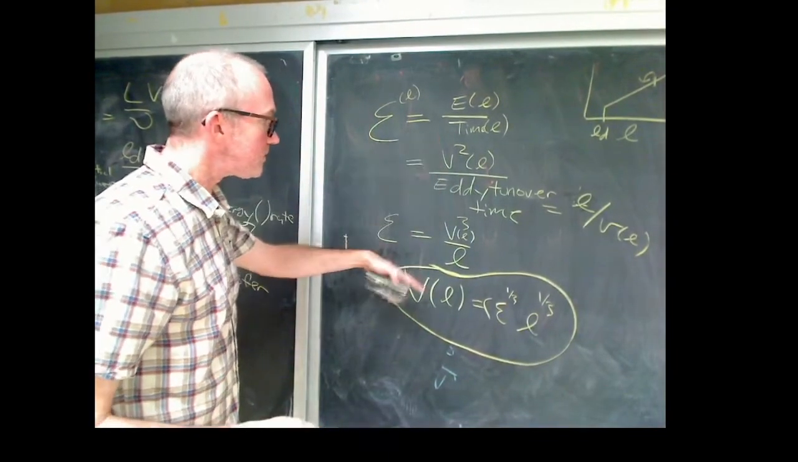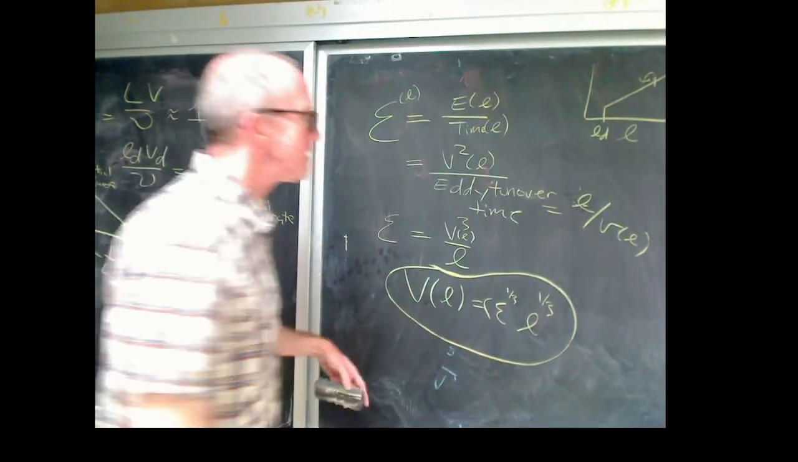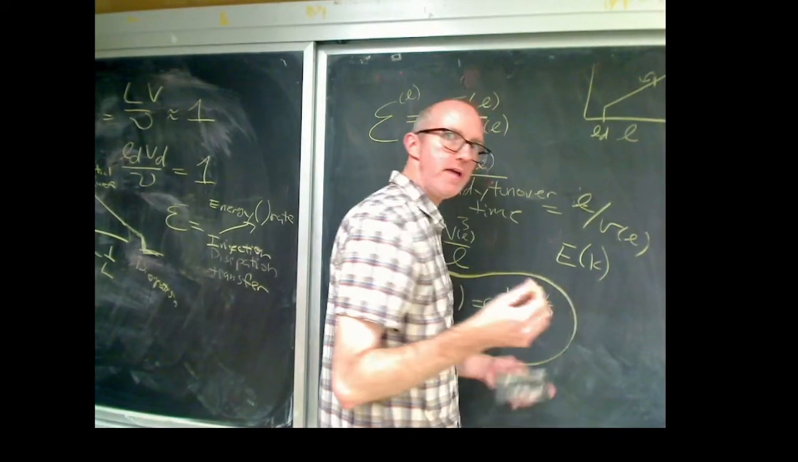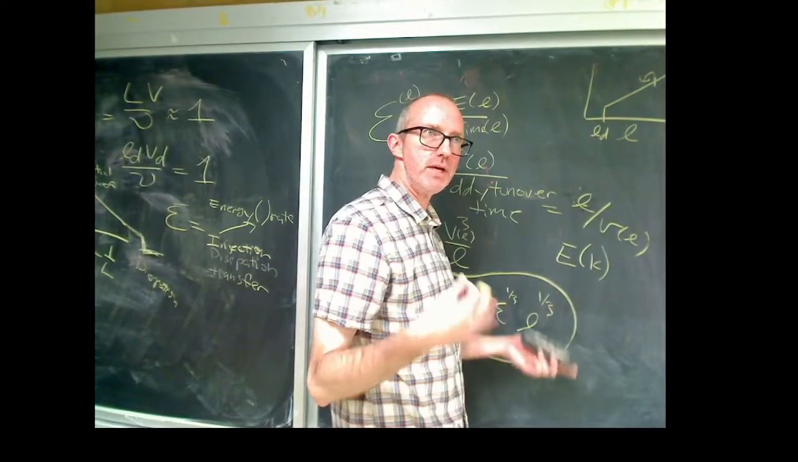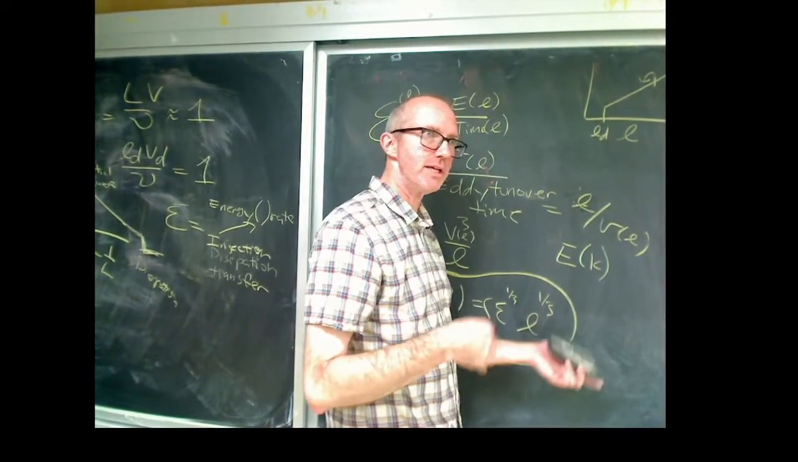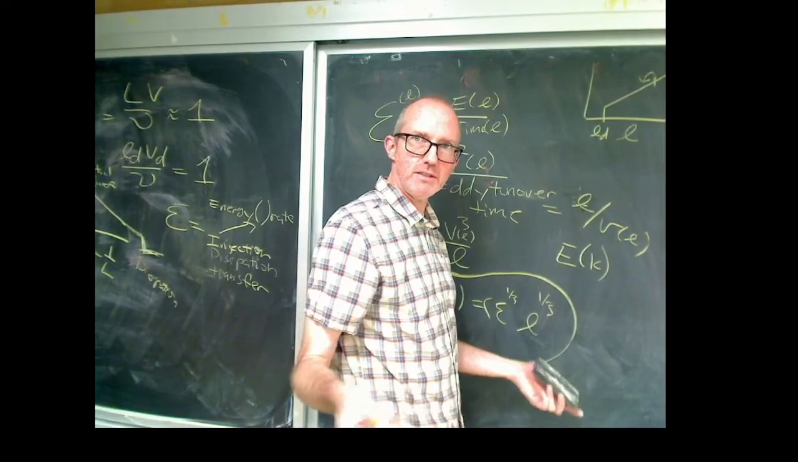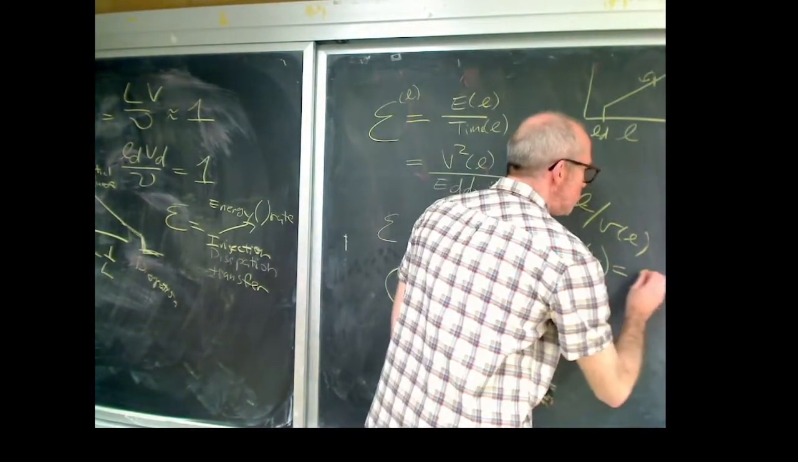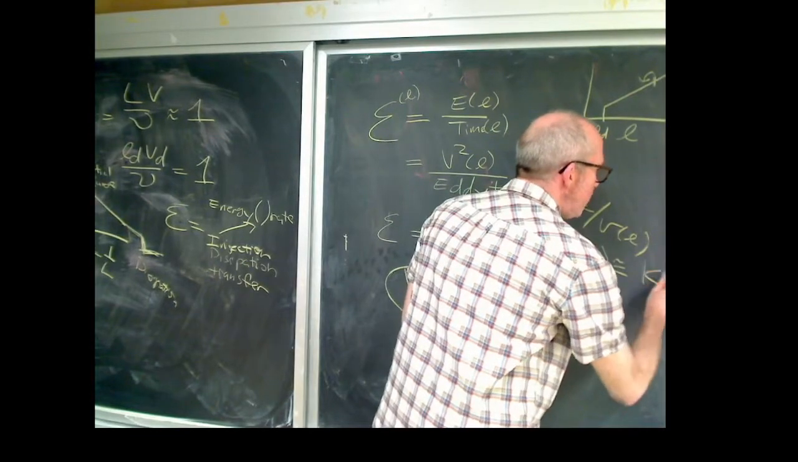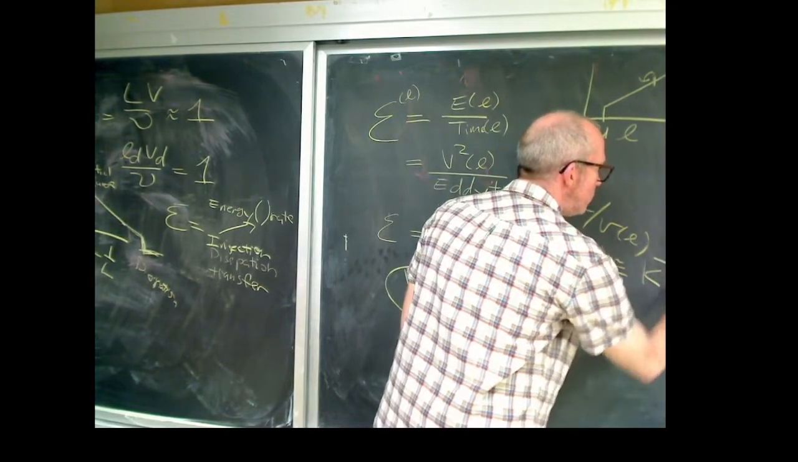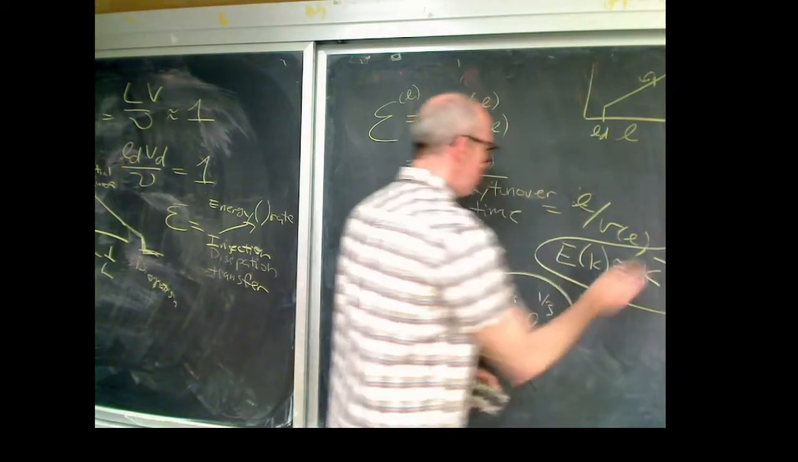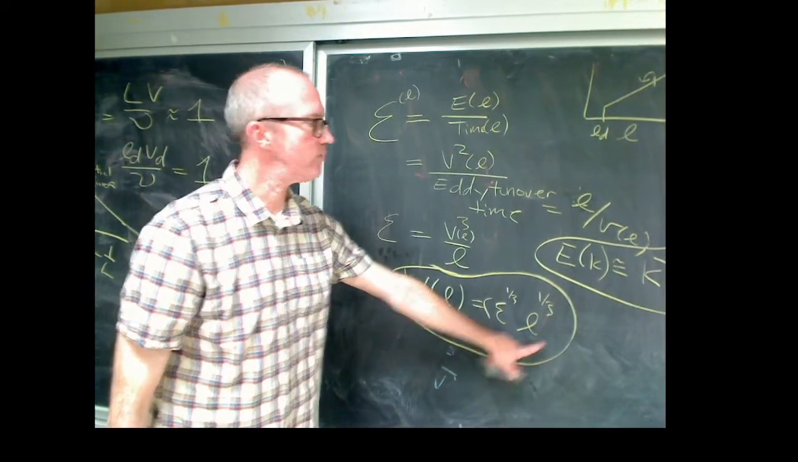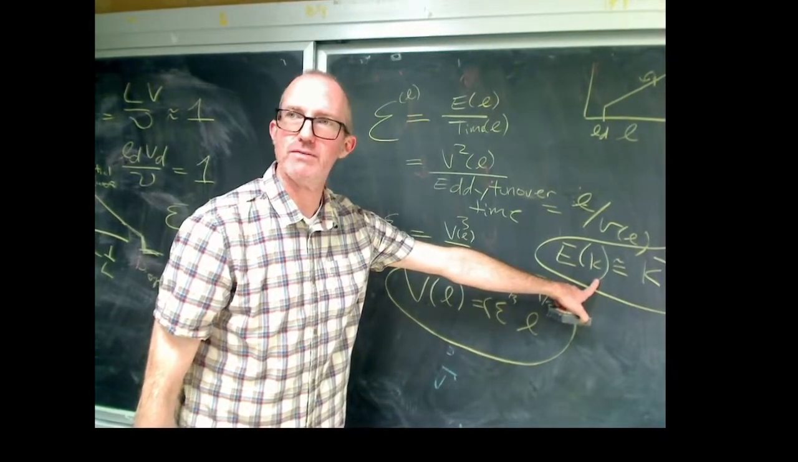So I take the Fourier transform of this. If I want to get the energy as a function of wave number, you have gathered by now that I like working in Fourier space. I like Fourier transforms, and I like working in wave number space because you get different information. So the energy as a function of wave number is going to go proportional to k to the -5/3. So you invert this, square it, you get a 1 from the Fourier transform. You get E goes like k to the -5/3.